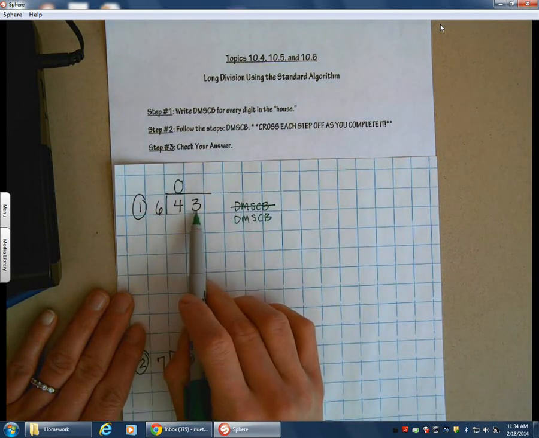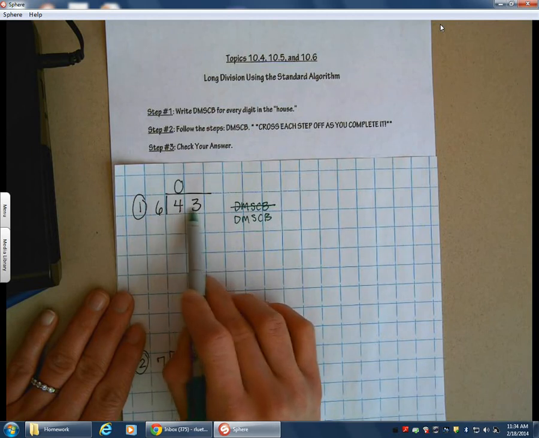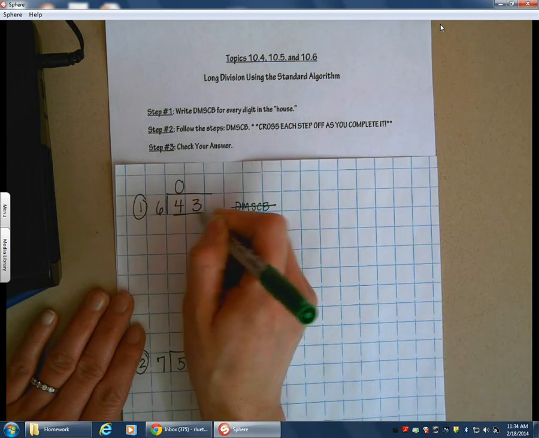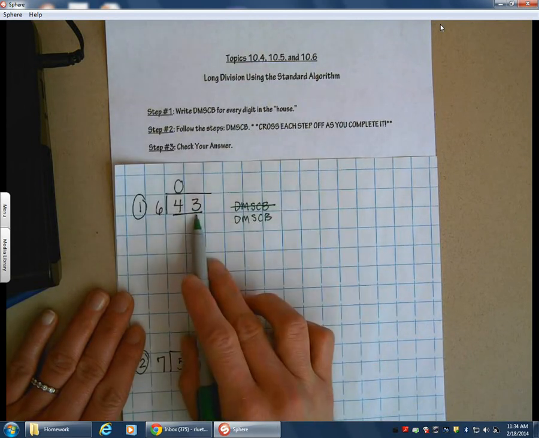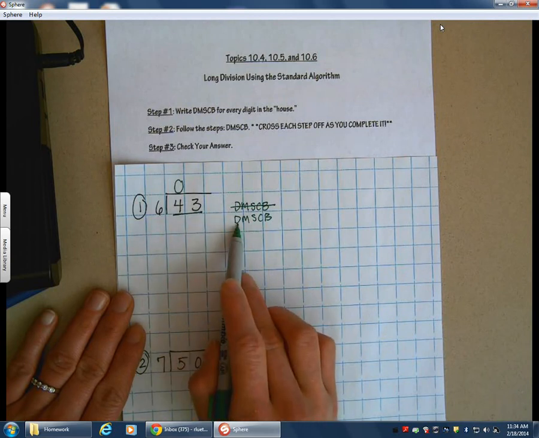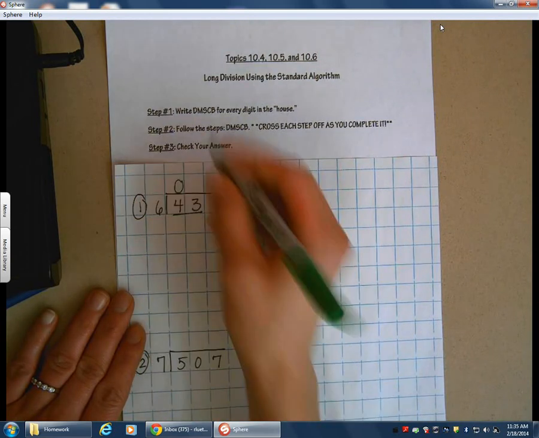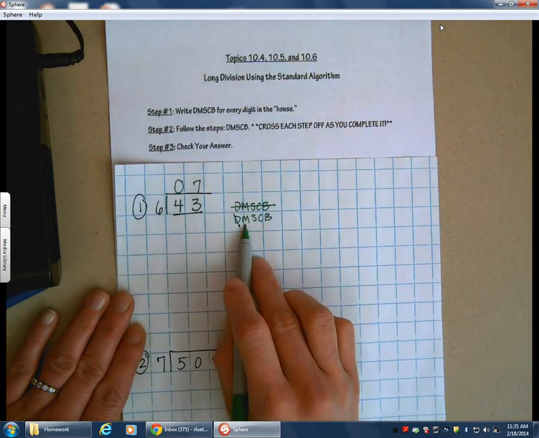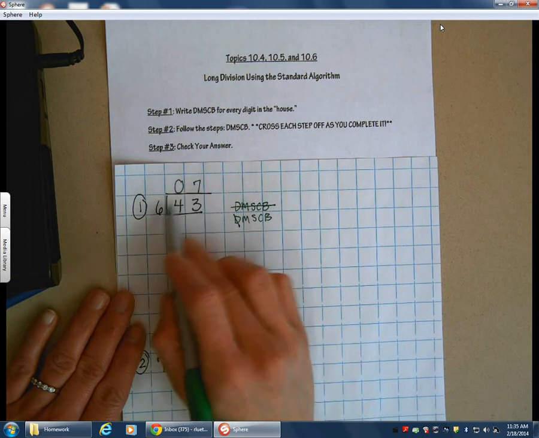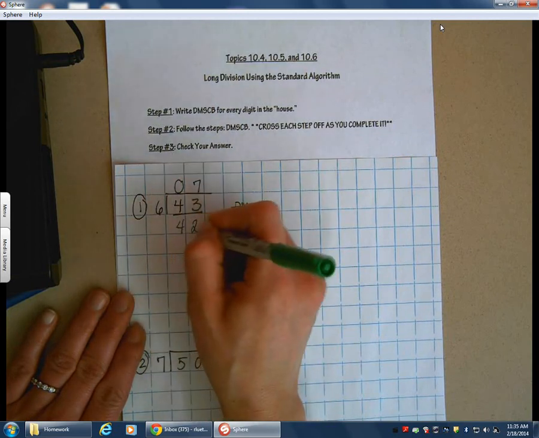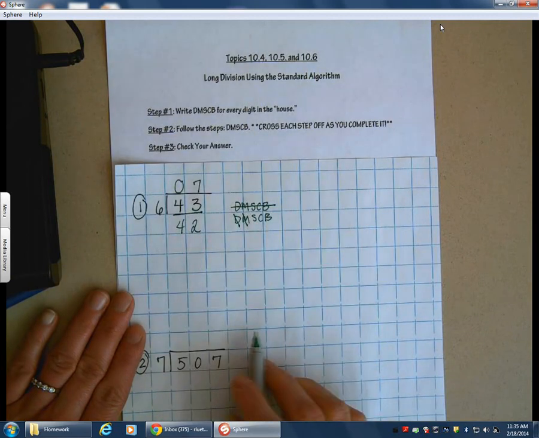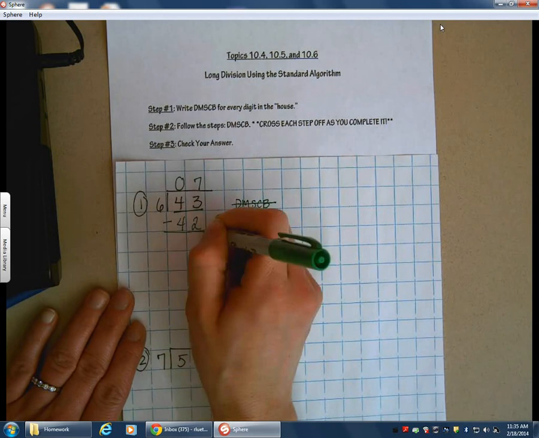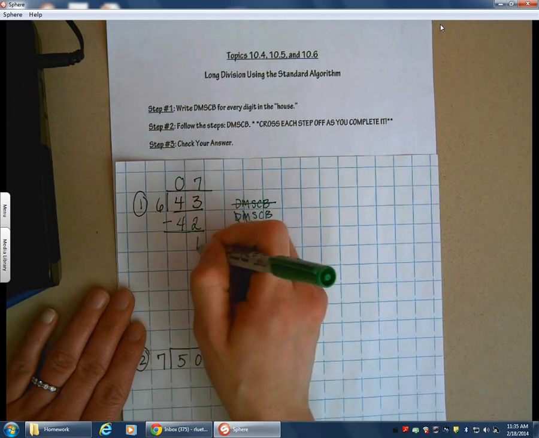Now I need to look at the next digit and combine it with the 4. I'm not looking at this as a 4. I'm looking at this now as a 43. Now I can start dividing. 43 divided by 6 is 7. Cross it off. The next step is M, which means multiply. 7 times 6 equals 42. I've multiplied. I cross it off. The S means subtract, so I will subtract 43 minus 42. That's a 1. Cross it off.